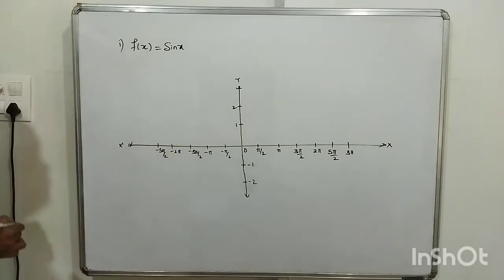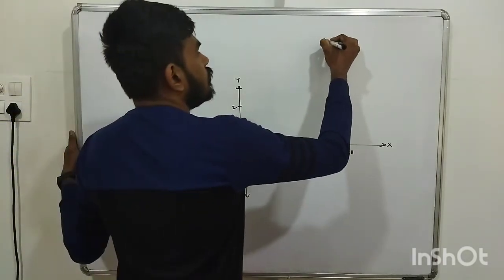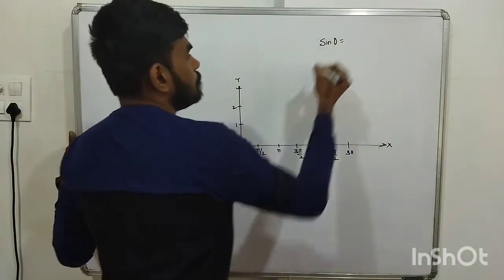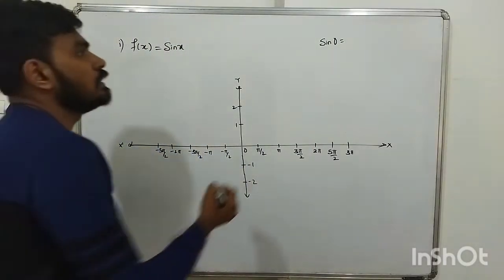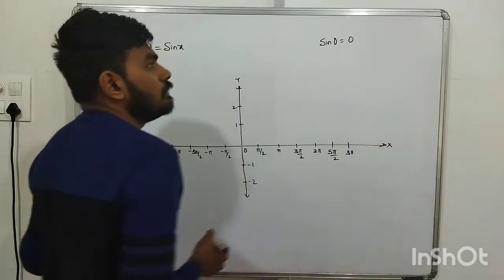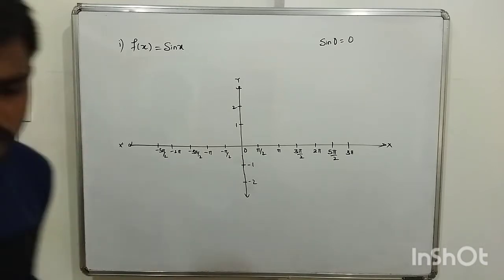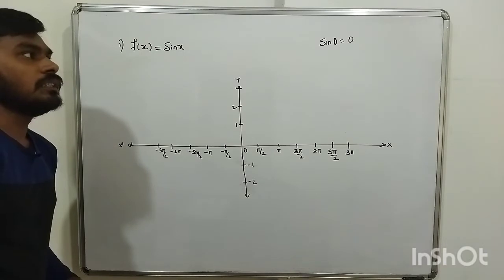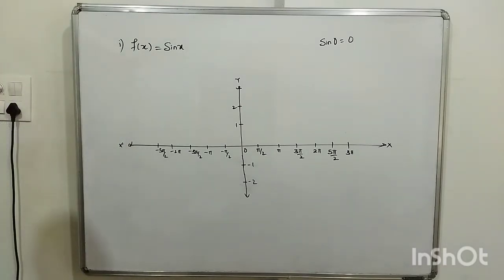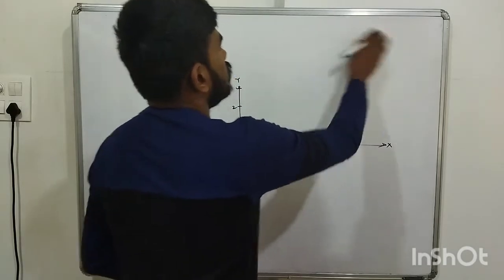So now first, sine of 0. Sine of 0 will be what? Sine of 0 is 0, as we all know. So using the table you have to remember this. I told you different methods to remember this, how to find sine 0, sine 90 and all.